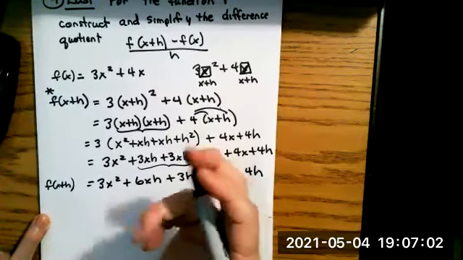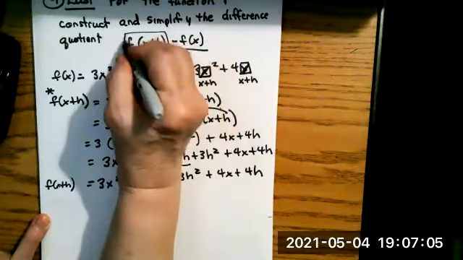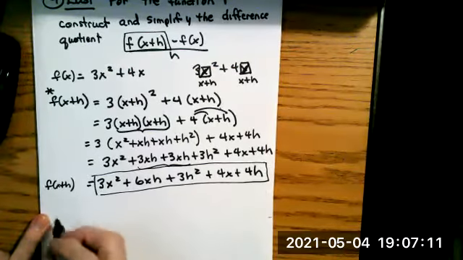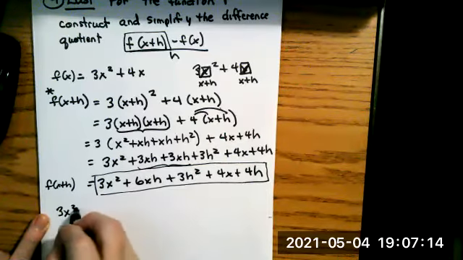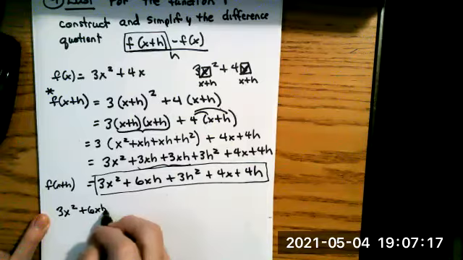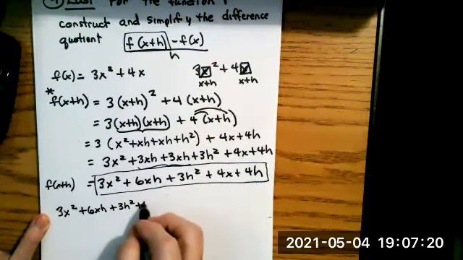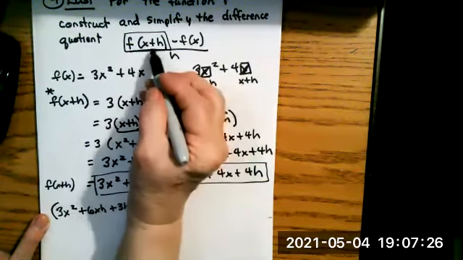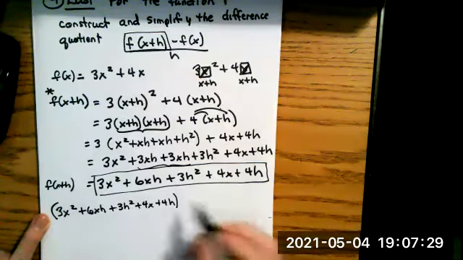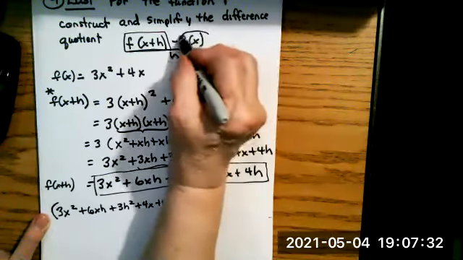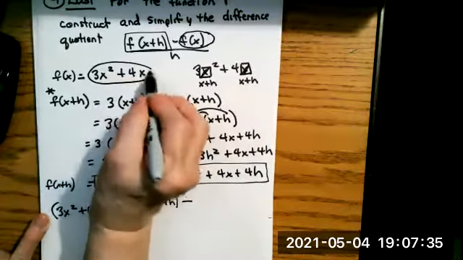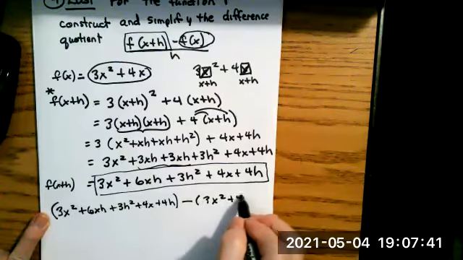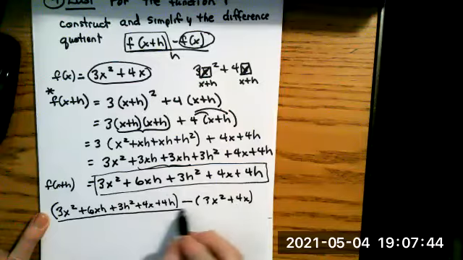All right, now then, we're going to put in the top where it says f of x plus h. We're going to put this there. So in the top, in the very first spot, I'm going to put in 3x squared plus 6xh plus 3h squared plus 4x plus 4h. And that is my f of x plus h. That's that one. Minus, I'm going to put in my f of x. There's my f of x right there. 3x squared plus 4x. Put it all over h.